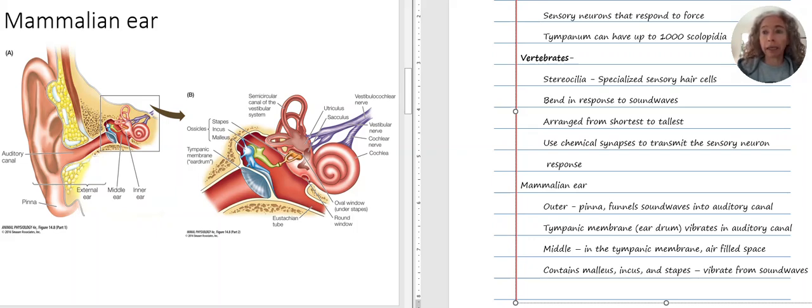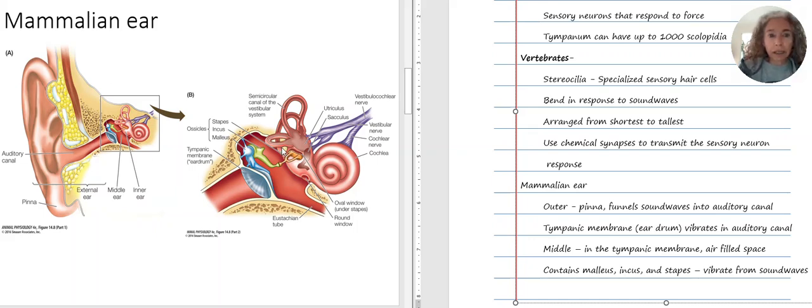Let's go through the mammalian ear. You can see here the outermost structure of the mammalian ear is the pinna. That's your ear, the part you pierce or you clean with Q-tips. That's going to be the outer ear. The purpose of the pinna is to funnel the sound waves from here all the way down into your auditory canal, where the waves vibrate the tympanic membrane.